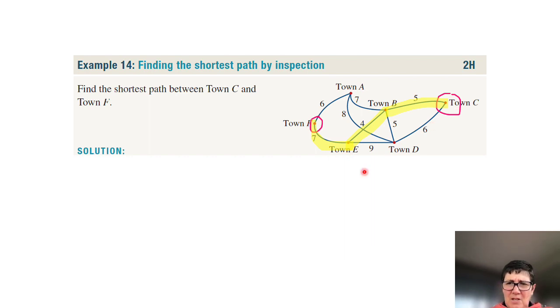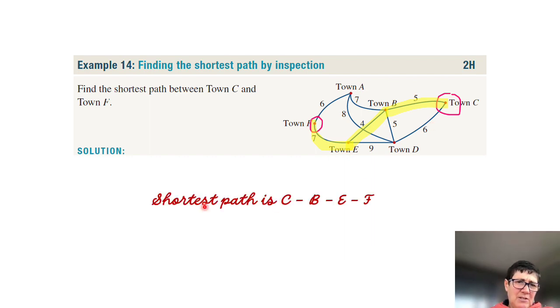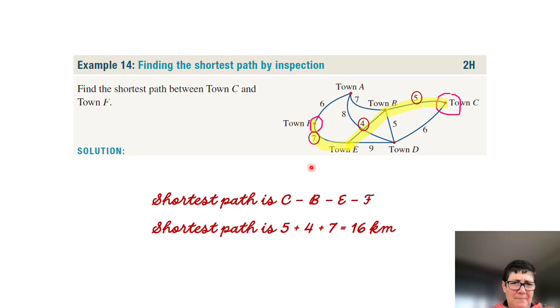Okay, so how do I write that? I tell you what the shortest path is. It's C to B to E to F. And I should have added that up and said the shortest path is 16 kilometres.